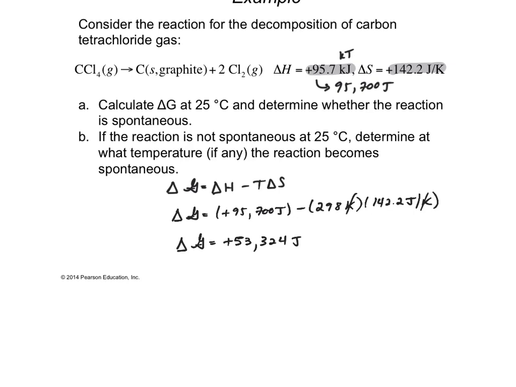Now this should show you really the wrong things that I like to do. Why do I convert it to joules when I just have to reconvert it to kilojoules? I don't know why I do it, but I still do to this day, right? So it's a big number with respect to joules. If I convert this back to kilojoules, I'm left with positive 53.3 kilojoules. Is this spontaneous or not?